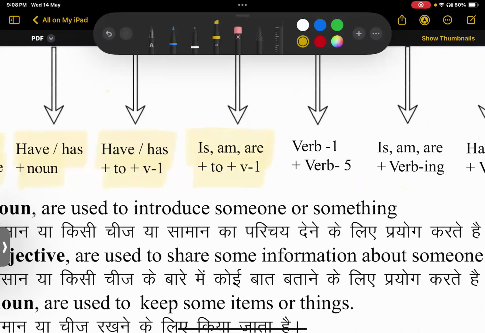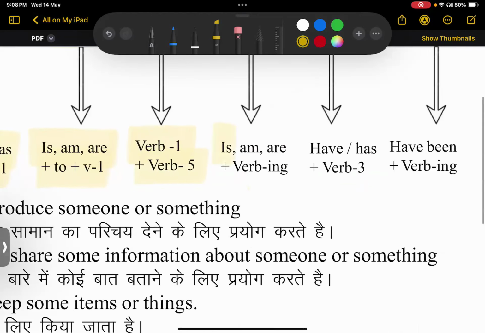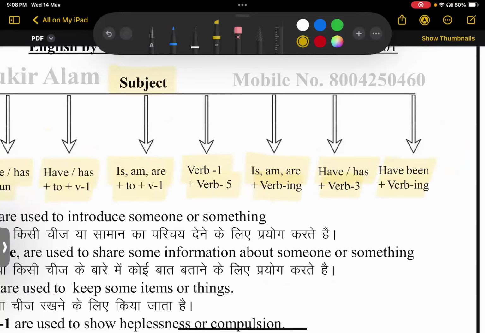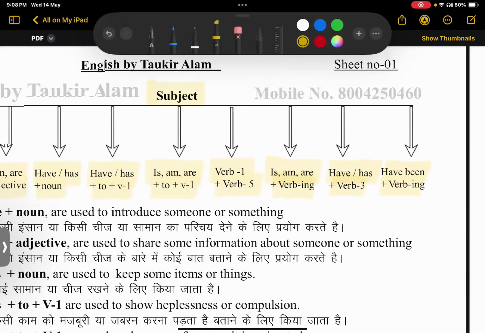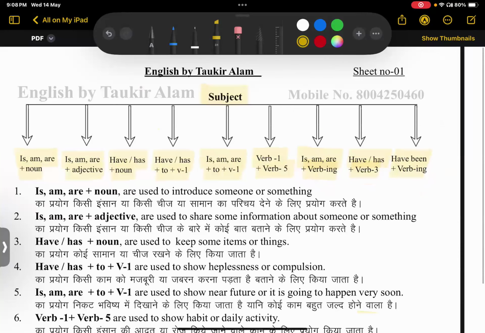And sometimes we speak verb in first form, sometimes fifth form. And sometimes we use is/am/are plus ing form. Sometimes we say have/has plus verb in third form. Sometimes we say have been plus ing form. So these all structures belong to present expression. So let's know when to use what structure. Okay, so let's learn one by one.